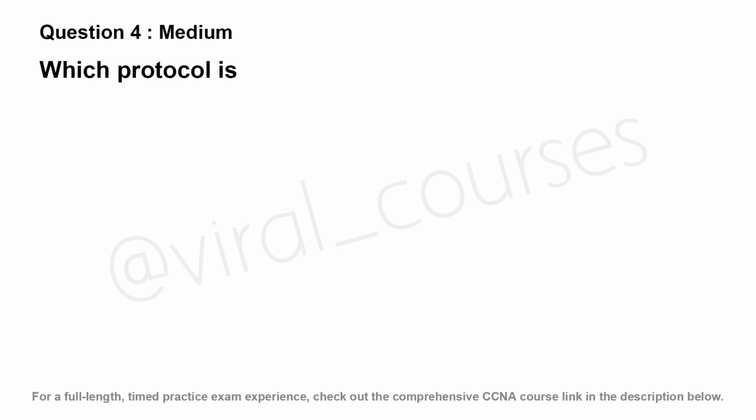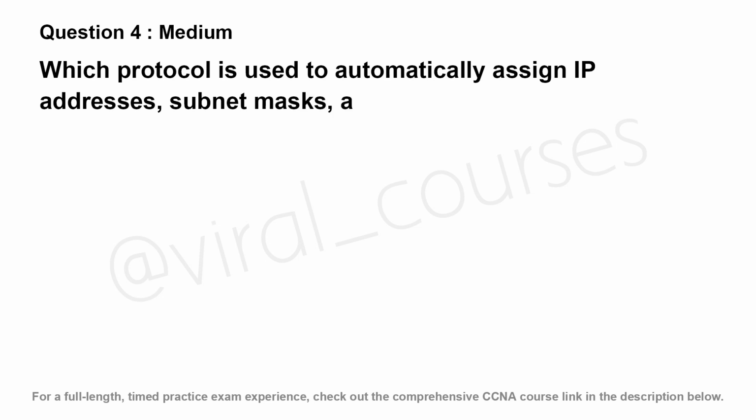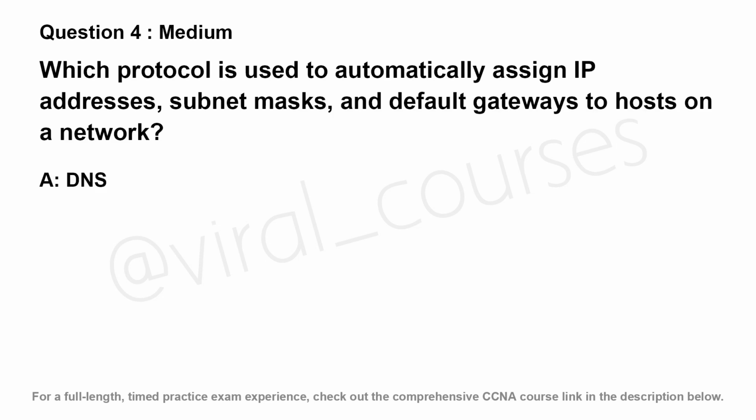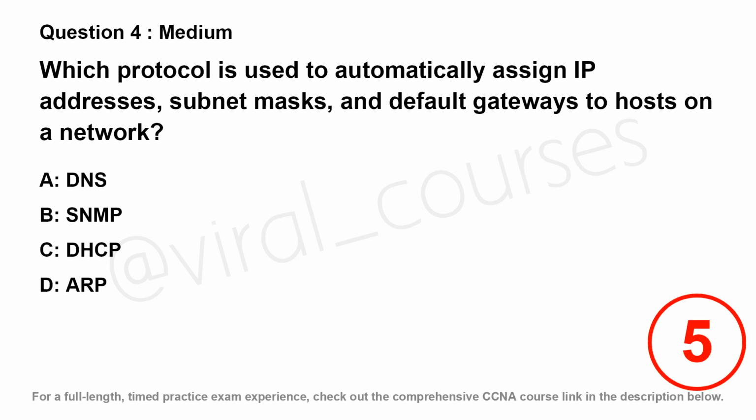Which protocol is used to automatically assign IP addresses, subnet masks, and default gateways to hosts on a network? Option A, DNS. Option B, SNMP. Option C, DHCP. Option D, ARP.